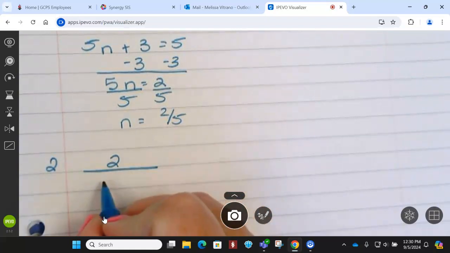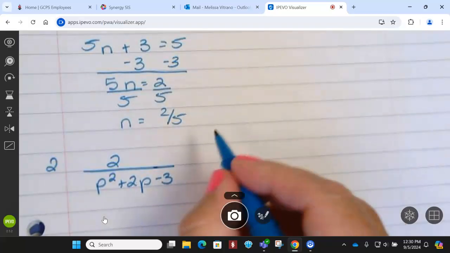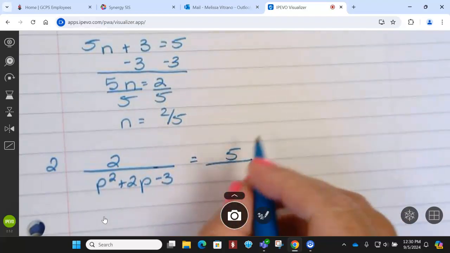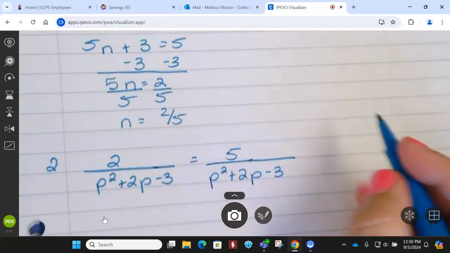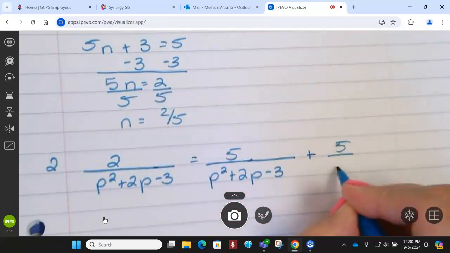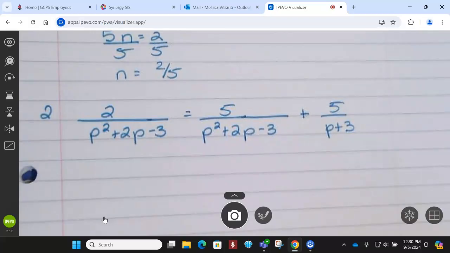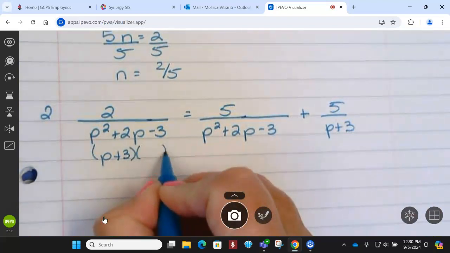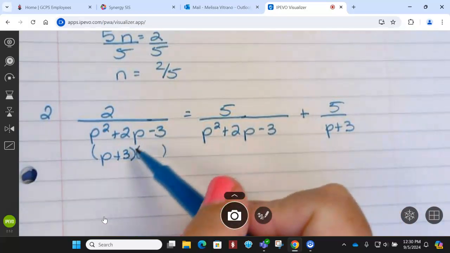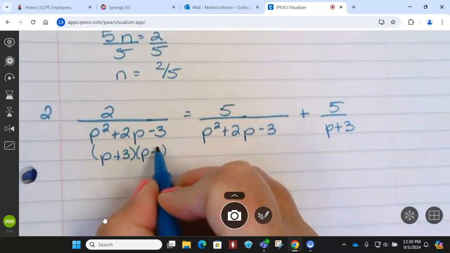So here we go. P squared plus 2p minus 3 equals 5 over p squared plus 2p minus 3 plus 5 over p plus 3. Okay, so here we go. We're going to do something, especially if you don't like factoring, that I like to call faux factoring or fake factoring. We know p plus 3 is going to be a factor. So the question is, 3 times what will give me negative 3? And the answer is p minus 1.